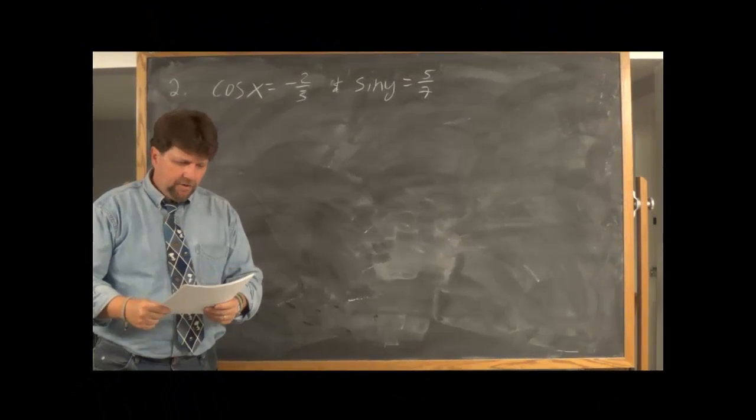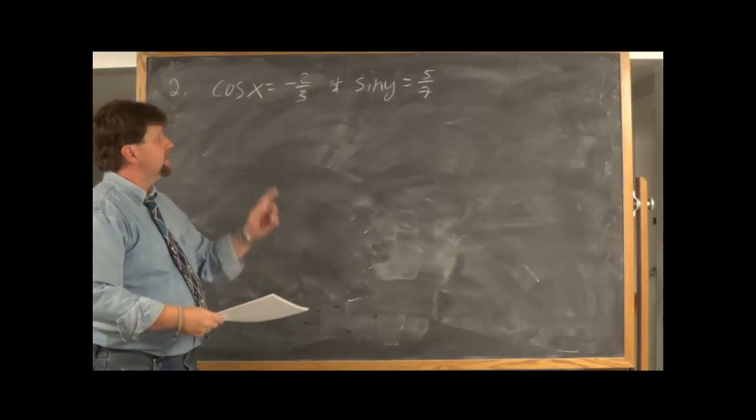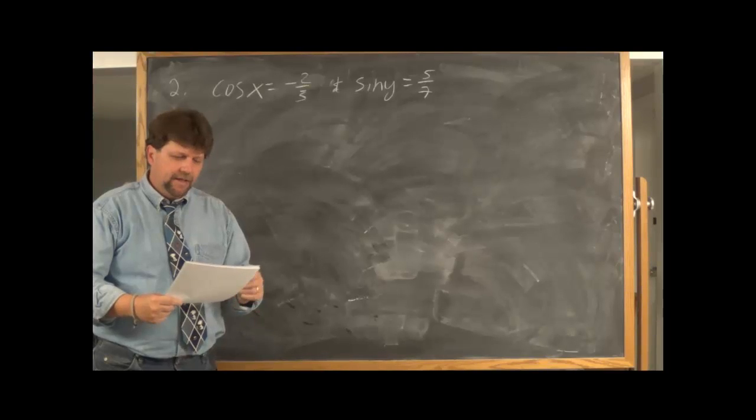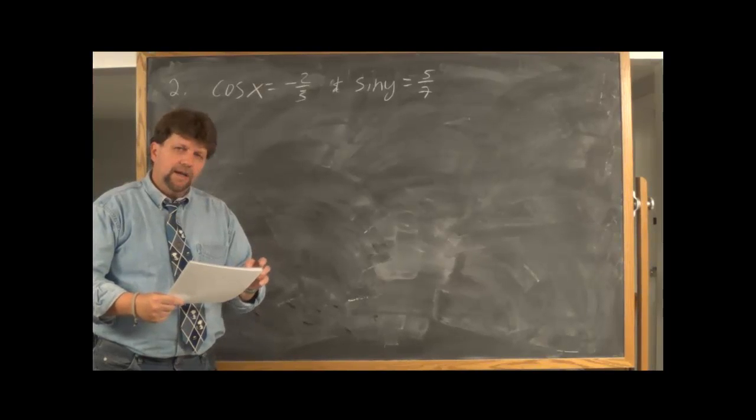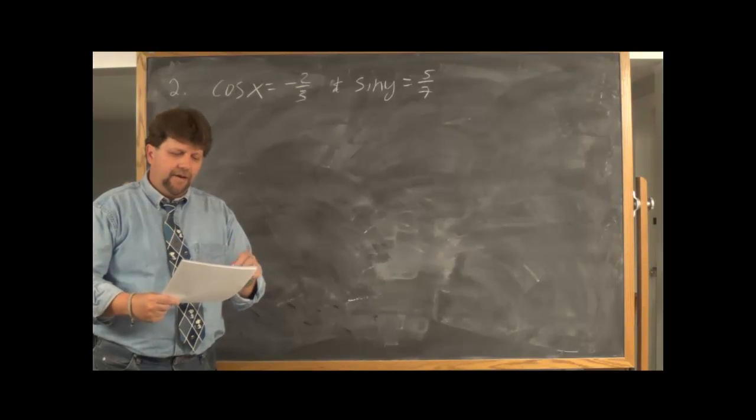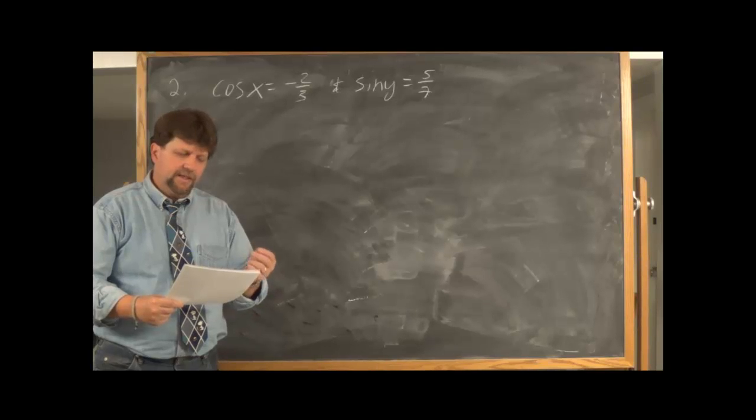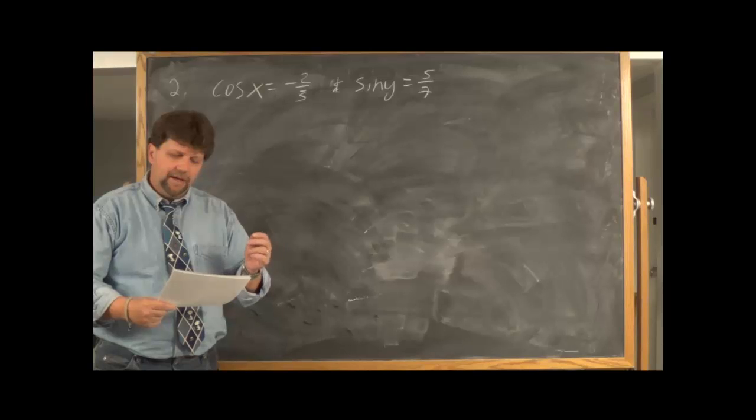Alright, hey, here in number 2, you were given that the cosine of x is negative 2/3 and the sine of y was 5/7. And both x and y are found in quadrant 2. Find exactly, and then I asked you to find 4 things: the sine of x, cosine of y, cosine of x plus y, and the sine of x plus y.